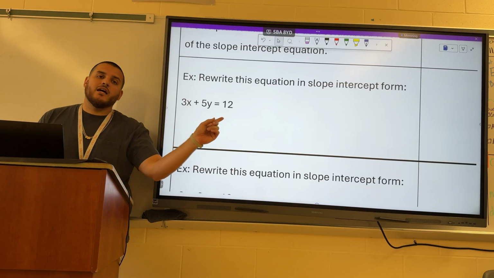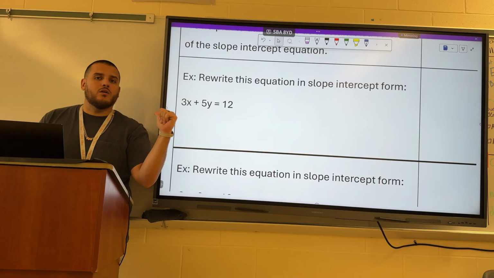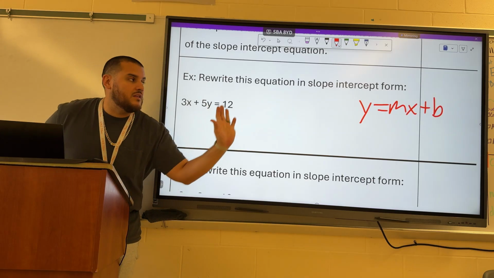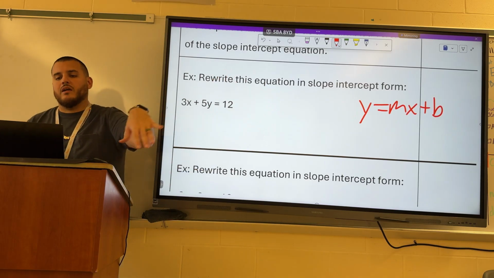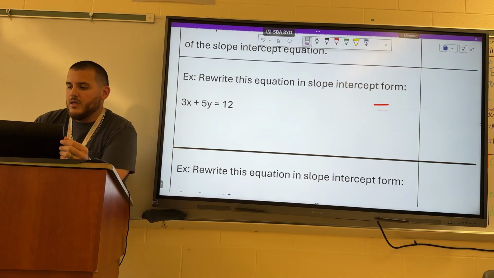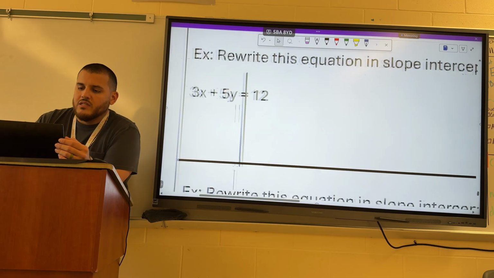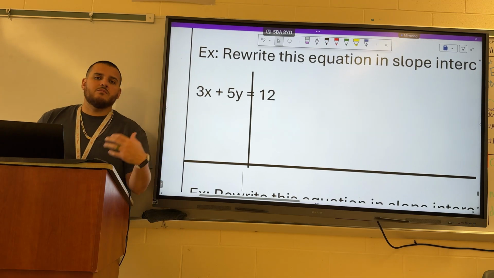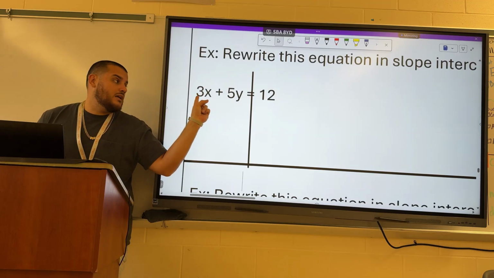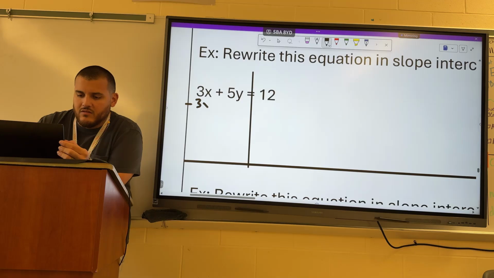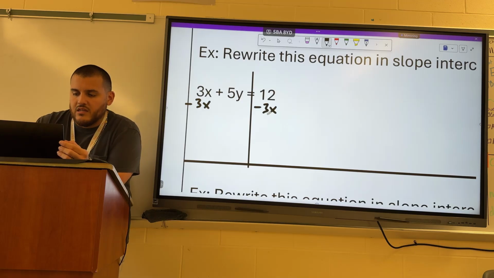So you treat this like an algebra problem where you want y alone on the left side of the equal sign, because that's what the slope-intercept equation looks like, right? It's y on the left and then your x and your y-intercept on the right side of the equal sign. So to do that, we're treating it again like an algebra problem. I want the y alone, so I'm going to get rid of all the stuff that's on the same side of the equal sign. So I can start with that 3x. I can move that to the other side of the equal sign by subtracting 3x from both sides.